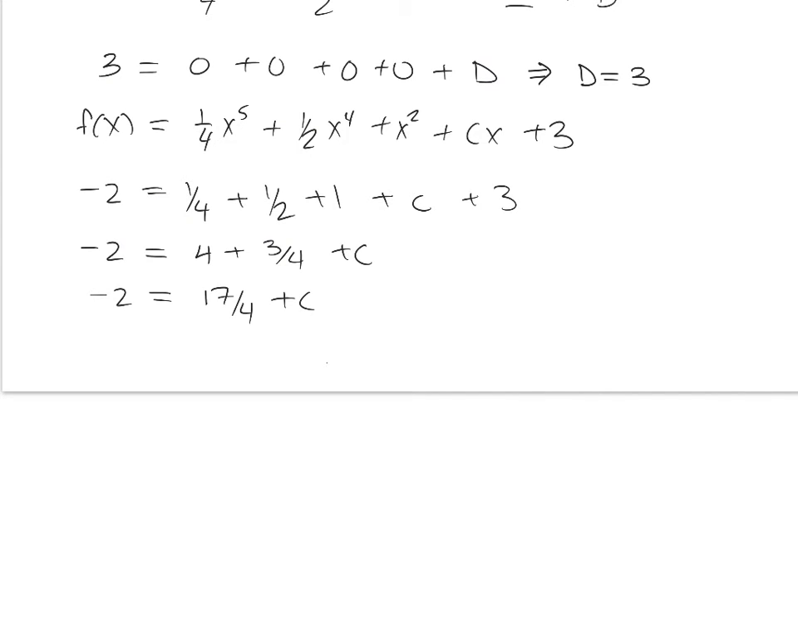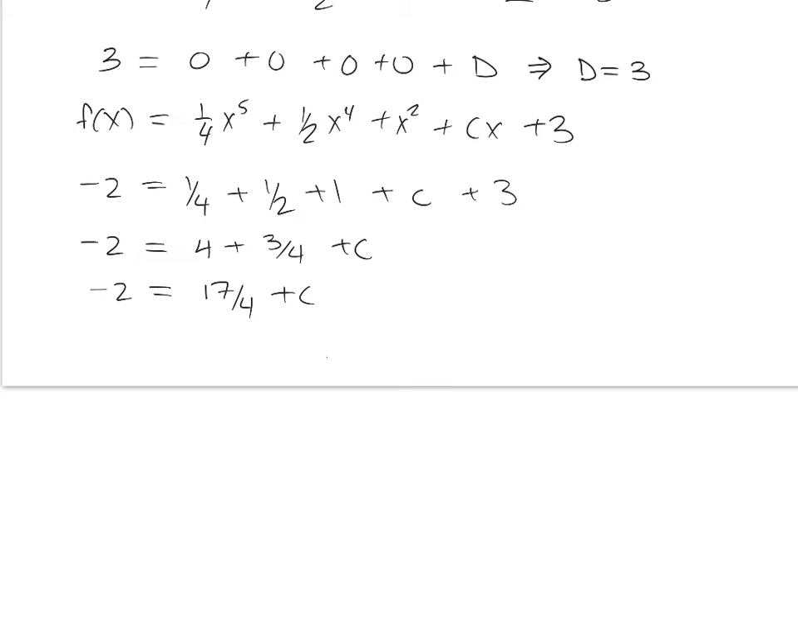Multiplying 4 by 4 over 4. Oh, that's not right. What should it be? 19 quarters, right? Does that seem more right? Yeah, okay. So then take away 19 quarters. So negative 8/4 minus 19/4 will equal c. C is minus 27/4.